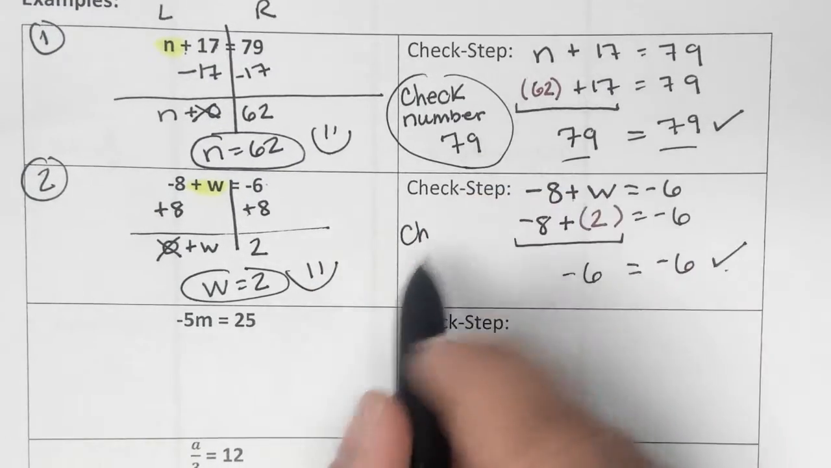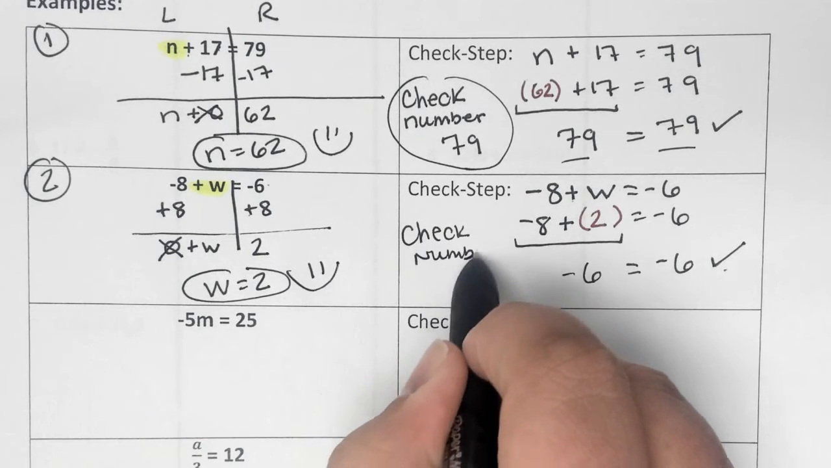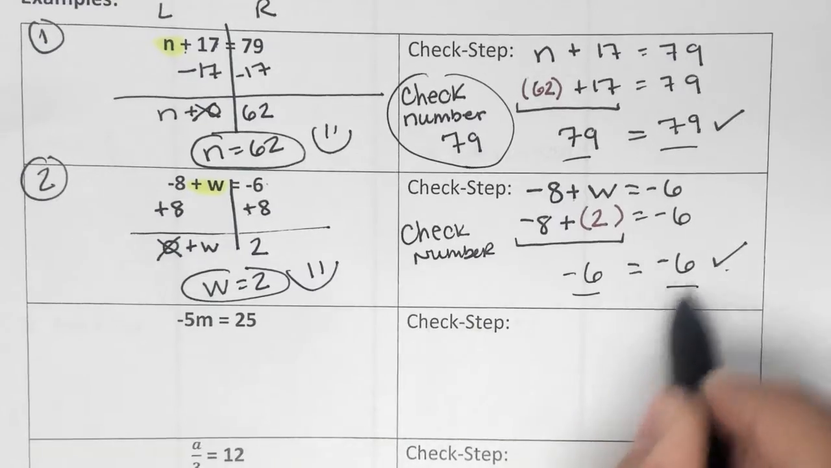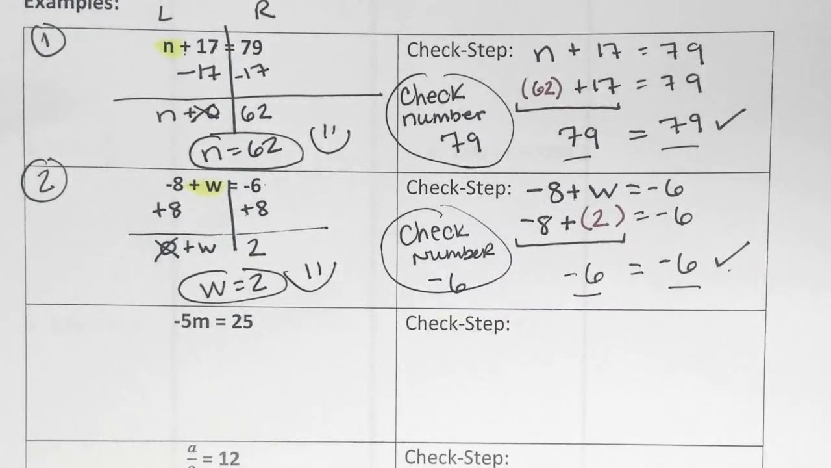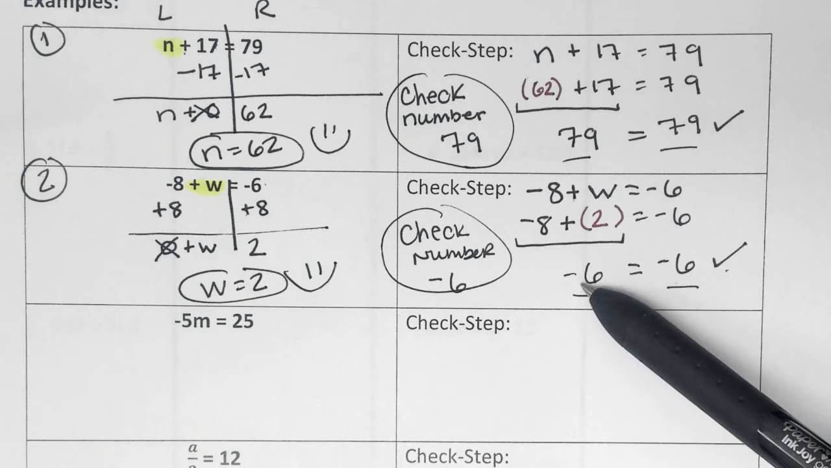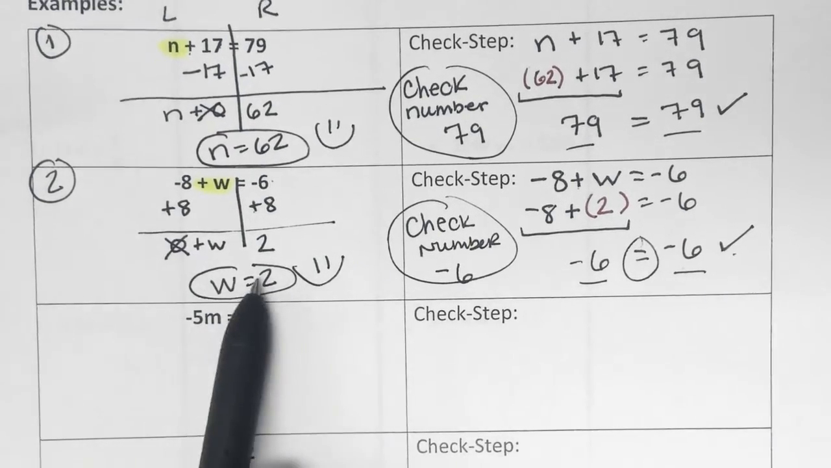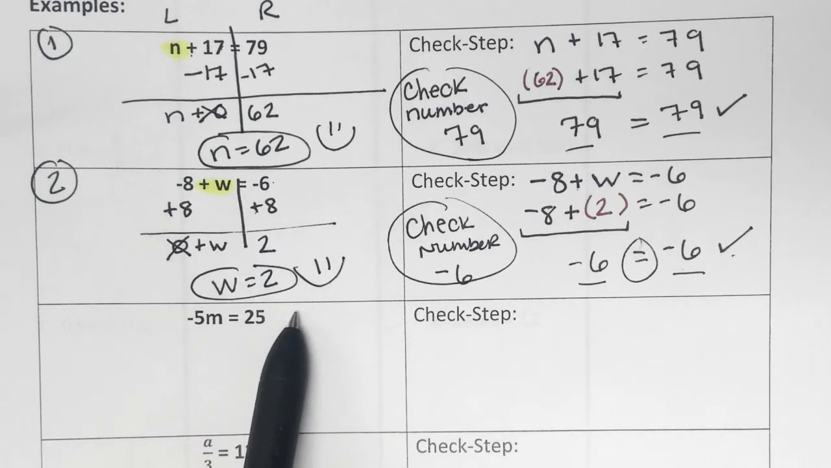And our check number is -6 because both sides of the equation are equal to -6. If we get down to our final step and these are not equal, then we did not get this part right. So you would start over here and resolve.